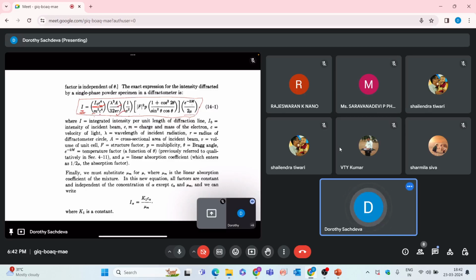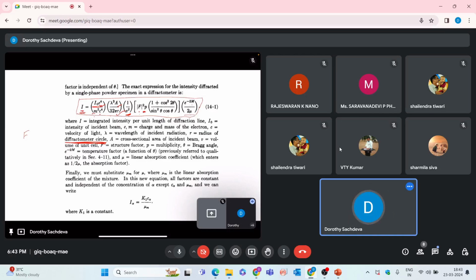This diffractometer circle we will also discuss in the later slides, depending upon the geometry of the system which you are using, you can have different diffractometers. And V is the volume of your unit cell. F is your structure factor, which we discussed in the last to last class, that for different crystal systems and depending upon the atoms present you can have different structure values, which will tell you about the intensity. This P is your multiplicity factor.